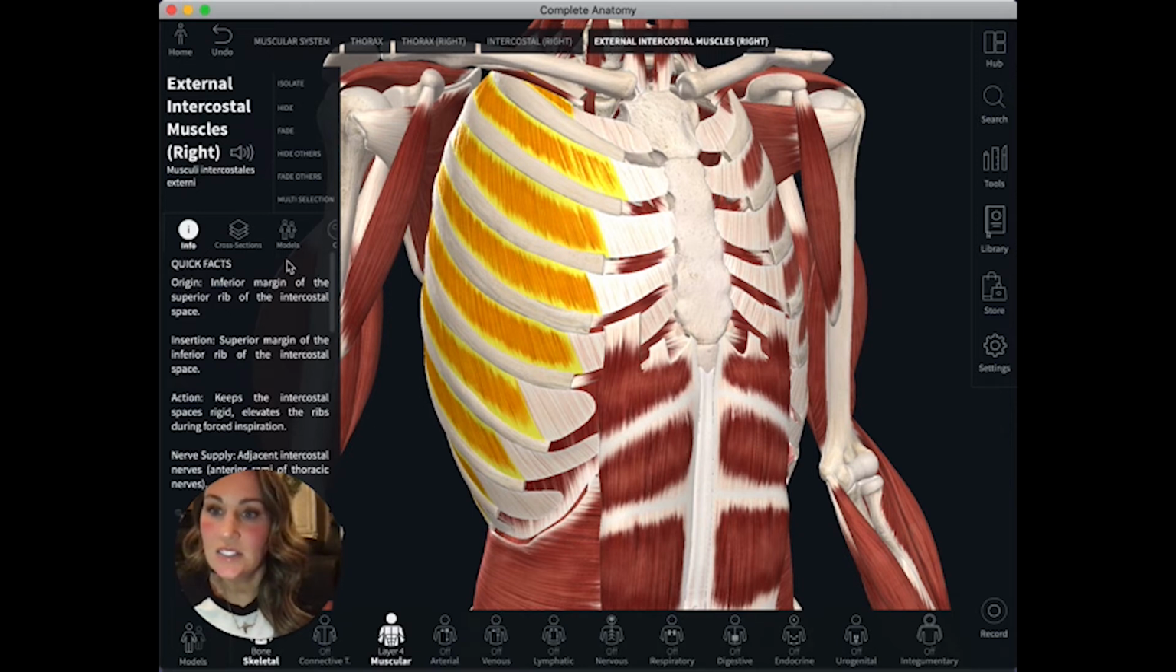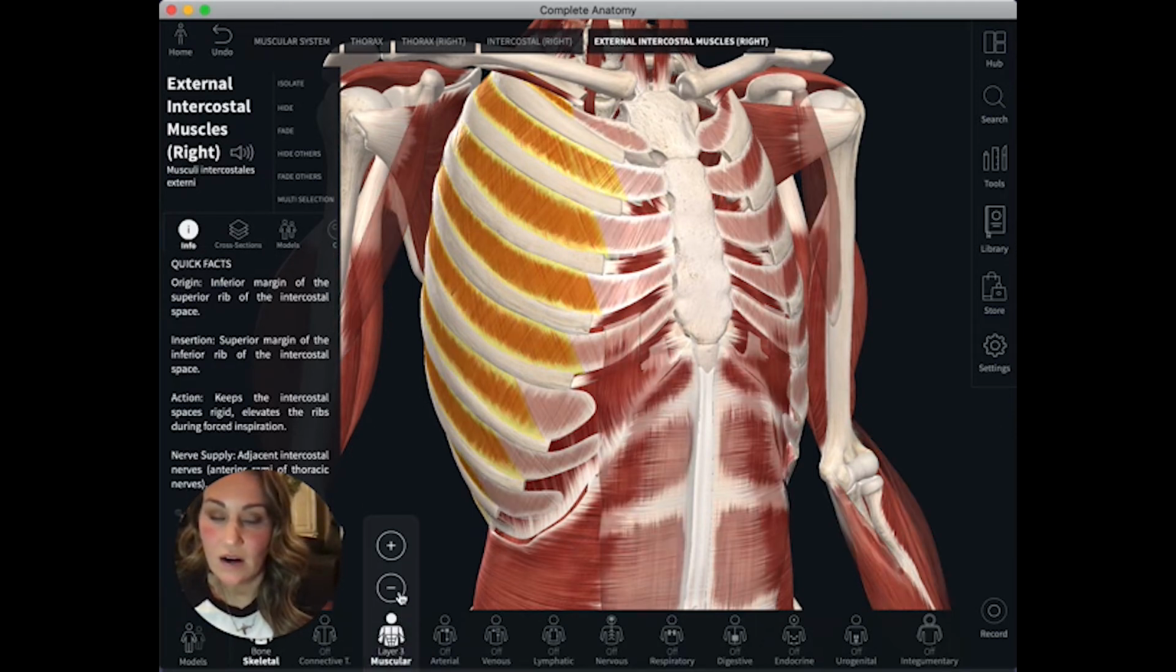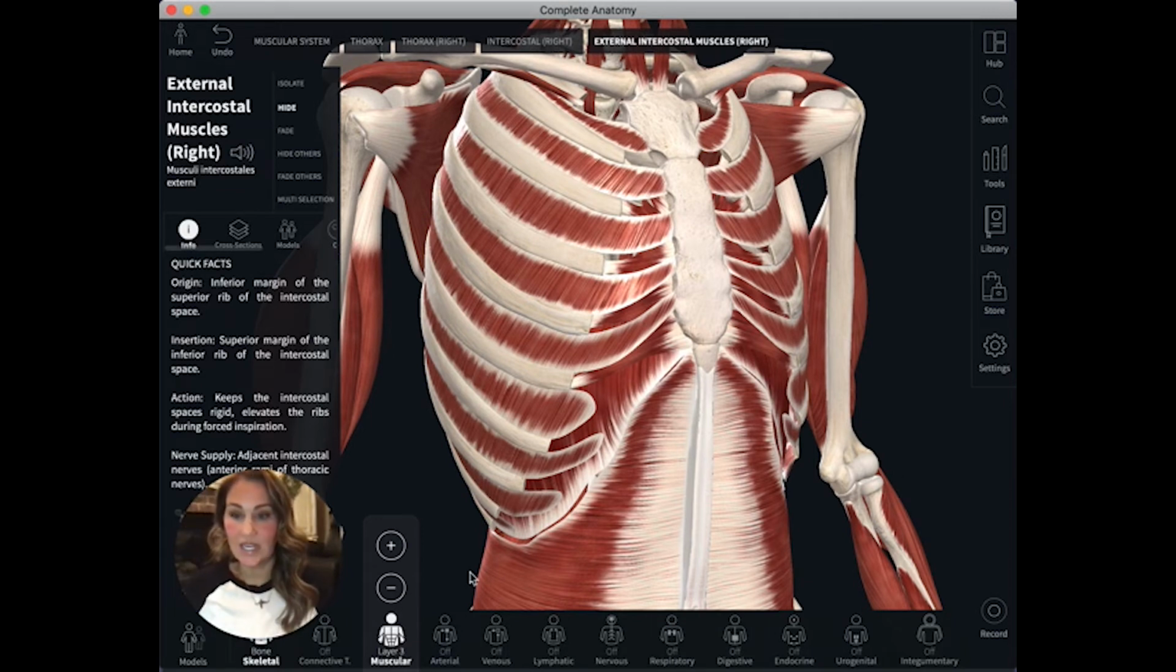The internal intercostals are responsible for forced exhalation. We call the air coming in and out normally your tidal volume. If you wanted to get out all the rest of the air in your lungs, which is called the reserve volume, you would have to force it out, and that's where you will use the internal intercostals. So they have two different actions. Make sure you know the difference between the two.